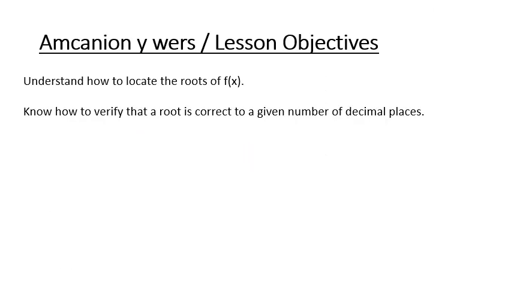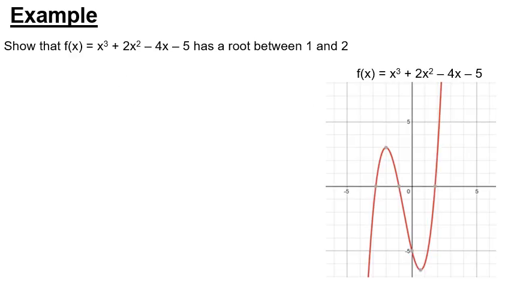By the end of the PowerPoint, you should be able to locate the roots of a function f of x and know how to verify that a root is correct given to a certain number of decimal places. This example asks us to show that the function has a root between 1 and 2. Now we can see on the picture that there is a root between 1 and 2. This means if we find 1 on the x-axis and then 2 on the x-axis, we can see that the function goes through the x-axis somewhere between 1 and 2.